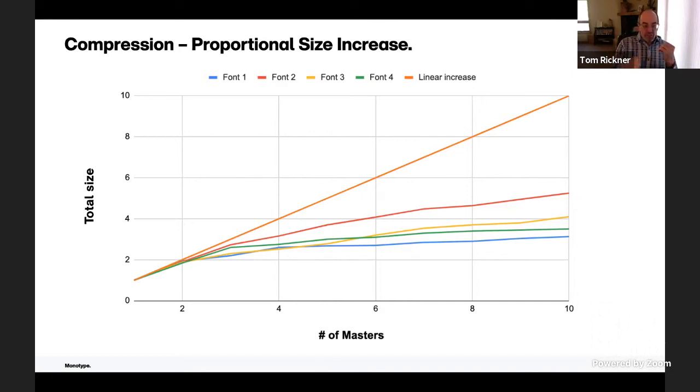The other 4 lines represent 4 sample fonts, and you'll see that number 1, you don't get much savings with just 2 fonts. You get negligible savings. But by 3 fonts, once you have 3 masters, you're getting noticeable savings. And by the time you get up to 5 masters, you on average have almost half the space as is required to store 5 static fonts.